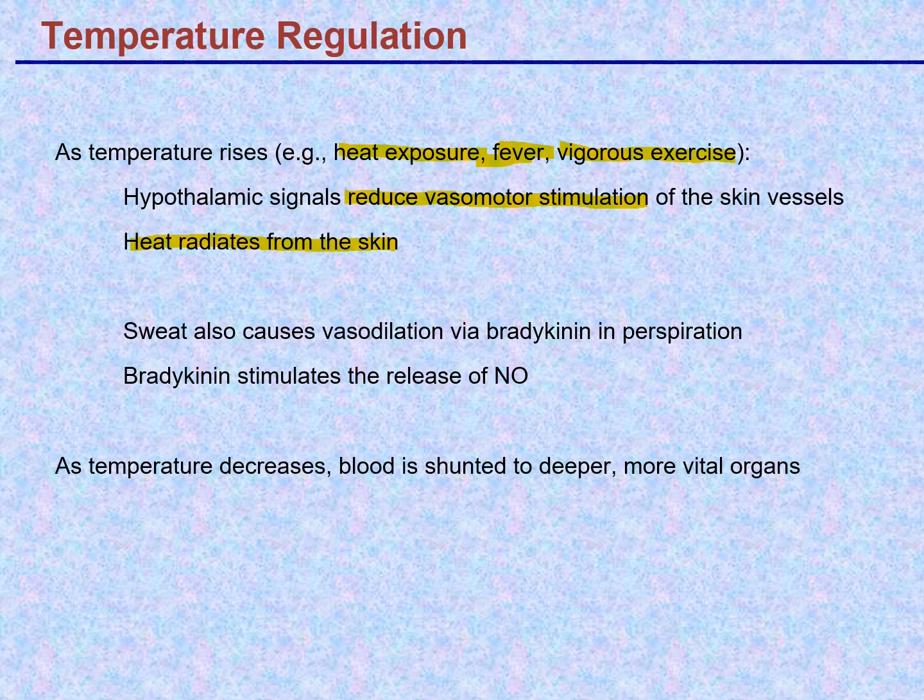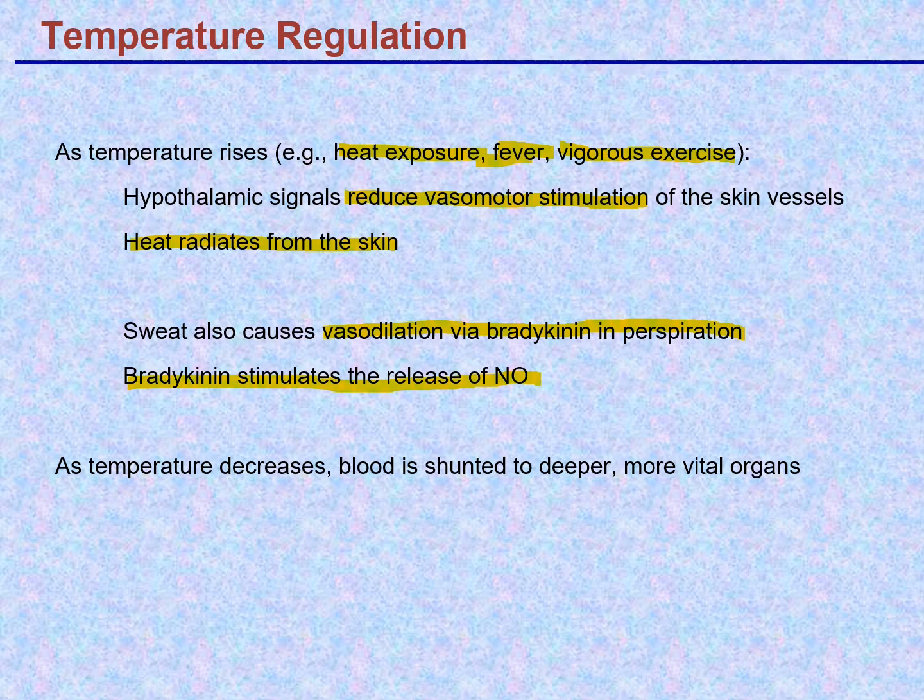also helps with losing heat because you evaporate the water in the sweat, and it pulls heat away from you. Also, sweat can directly cause vasodilation by the bradykinin in it. They stimulate the release of nitric oxide. Nitric oxide can cause further vasodilation.